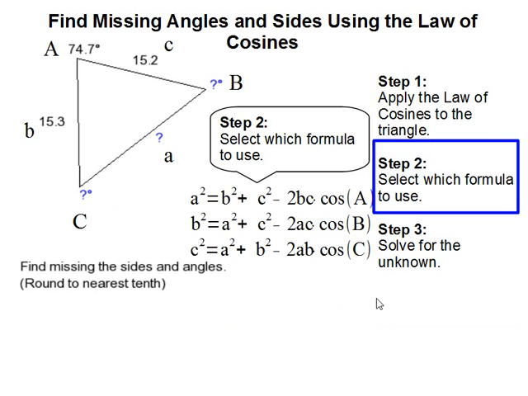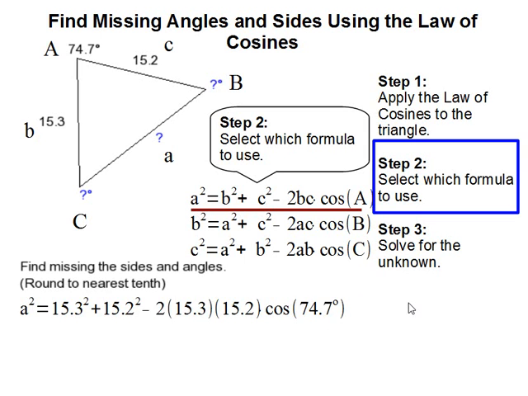Then we're going to select which formula to use. So I'm going to solve for side a, and I'm going to use this top formula because I know what angle A is, and I know what sides b and c are. Now I just simply solve for side a. So I'm going to substitute my values into the top formula for the law of cosine.